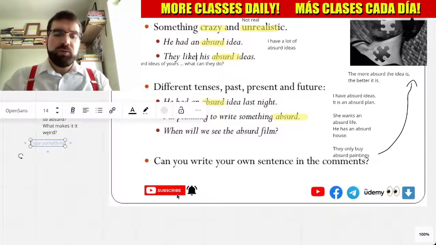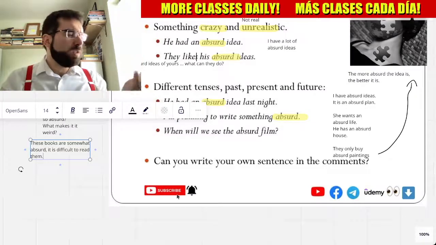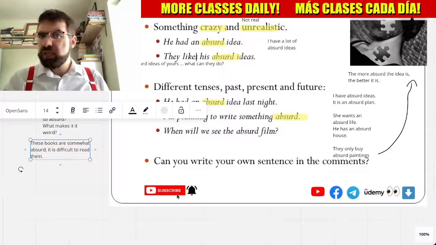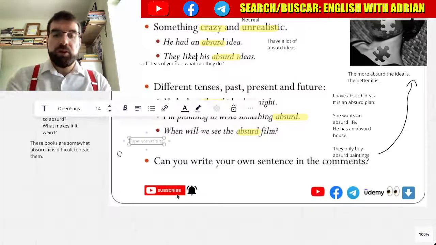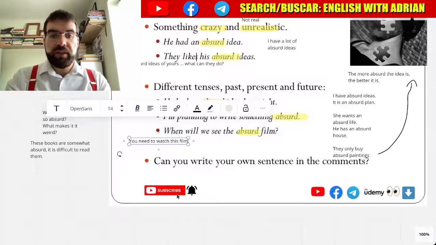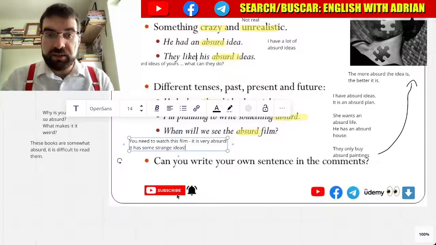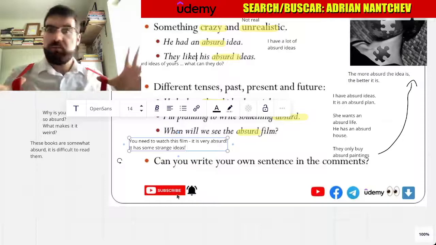So these books are somewhat absurd. It is difficult to read them. They're a bit weird to read. When will we see the absurd film? You need to watch this film. It is very absurd. It has some strange ideas. Absurd film, absurd idea, absurd house, absurd clothes.